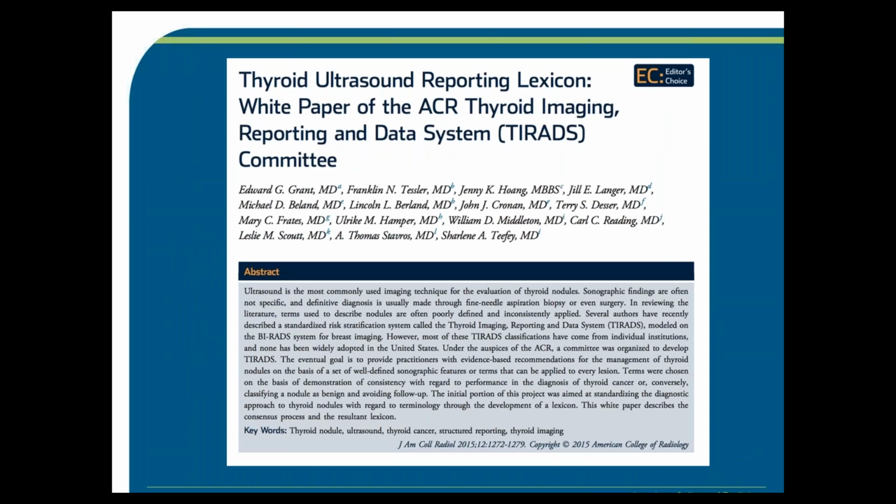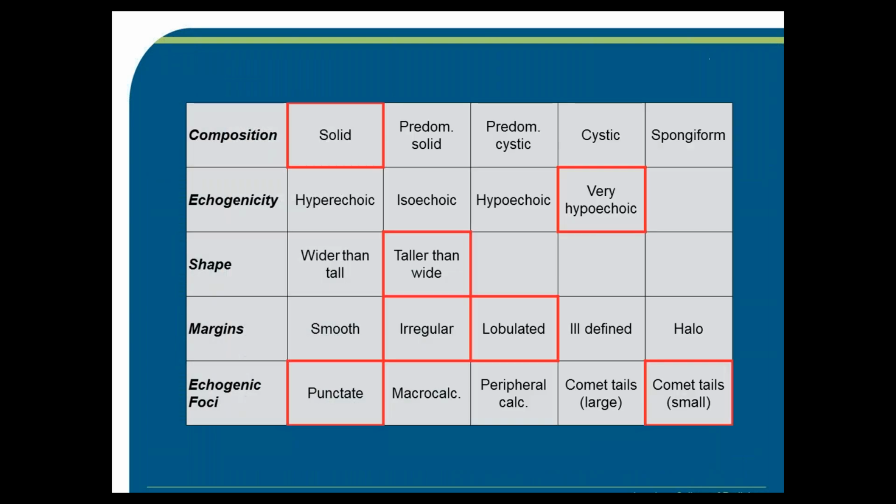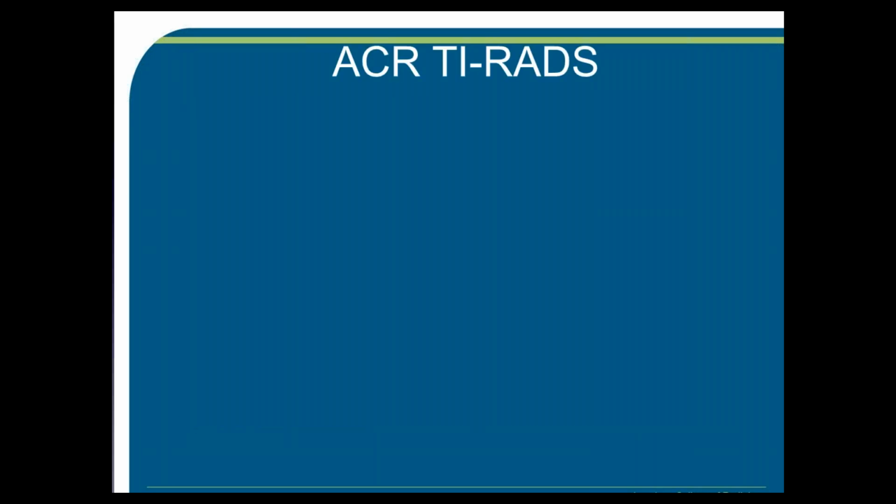The basis for ACR TI-RADS was presented in our lexicon paper, which was published in the JACR in 2015. This table shows the lexicon. There are 5 categories that I'll return to in the TI-RADS chart: composition, echogenicity, shape, margins, and echogenic foci. I've highlighted in red the more suspicious features in each of those categories, and Bill Middleton will be showing examples of these shortly.